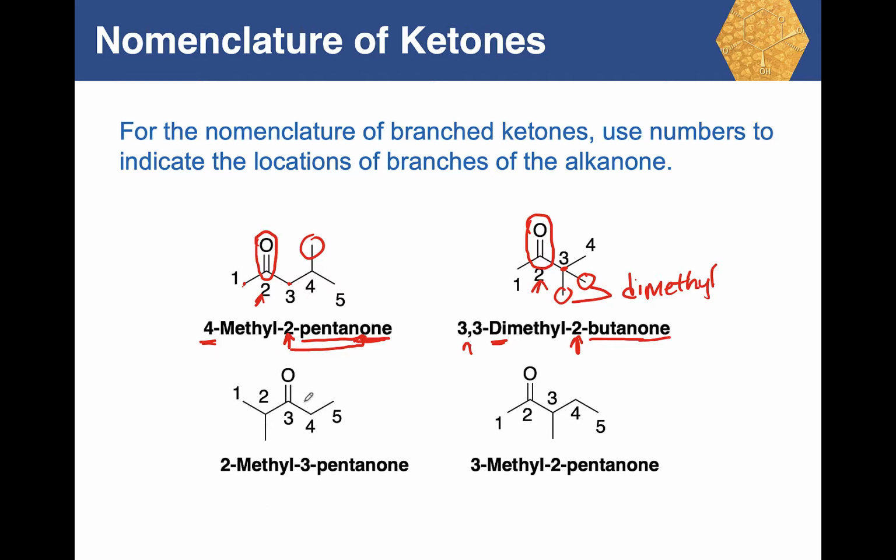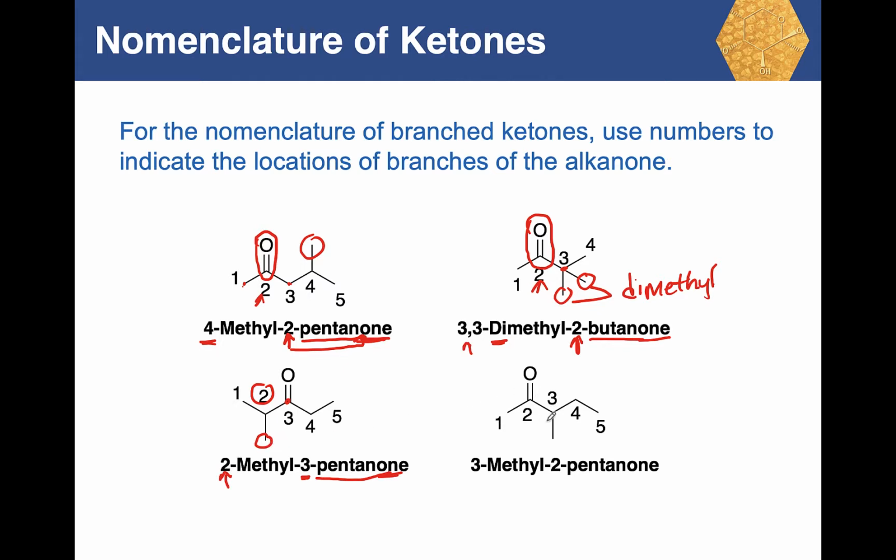Another example we'll go through quickly here is, recognize this to be a ketone. So it's an -one. 1, 2, 3, 4, 5 carbons. So it's a pentanone. And the carbonyl is on carbon number 3. And here's a methyl on carbon number 2. So here is that 2.